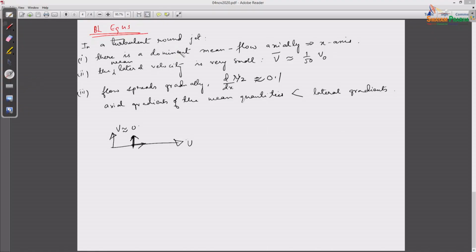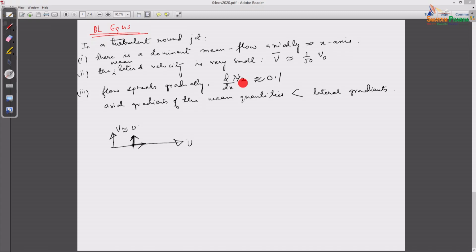So we basically said these three things in a turbulent round jet. There is a dominant mean flow. We ignore the z-axis, but the primary velocity was along the x-axis, which is along the axis of the jet. The v velocity, the mean lateral velocity, was very small, about 1/50th of the center line velocity.